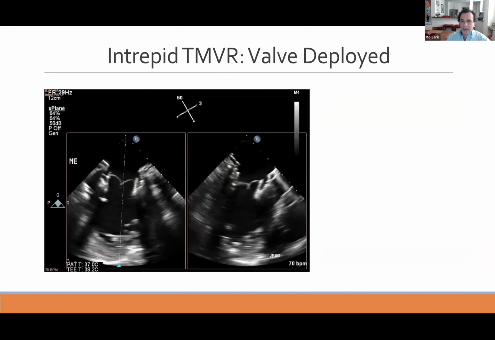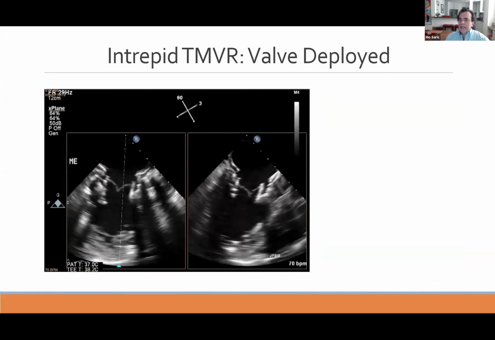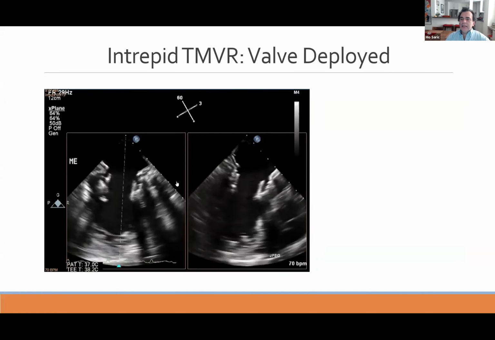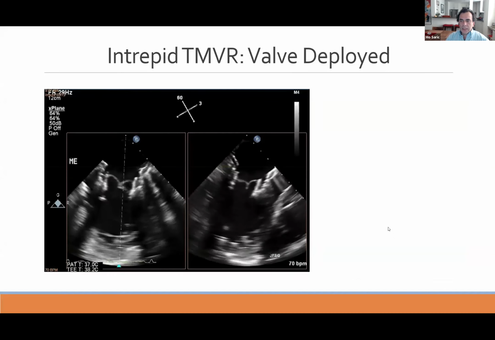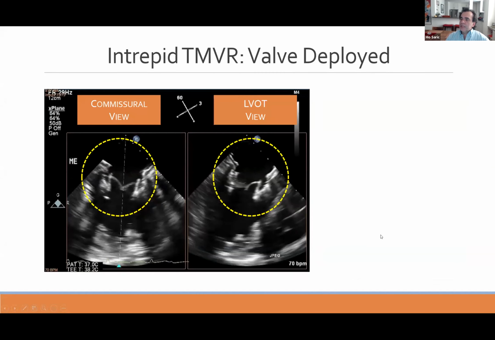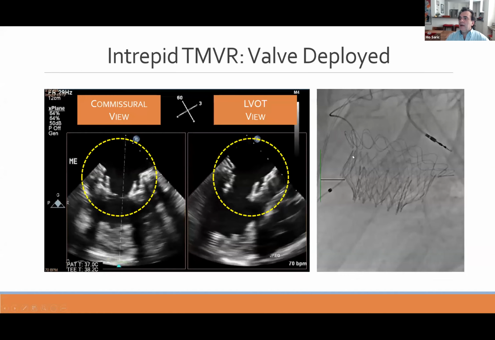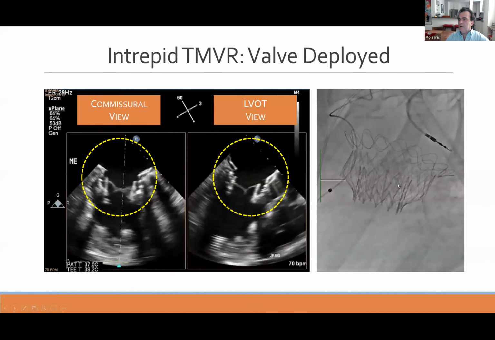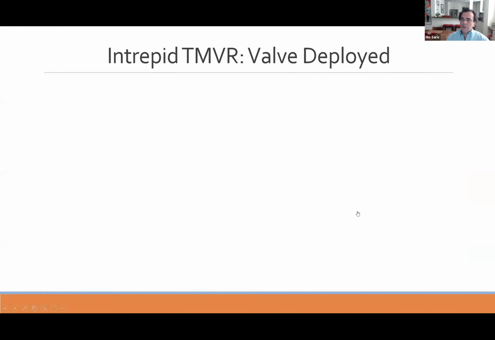And now, if we are satisfied, we will bring the whole system down toward the native annulus and the leaflet, and then fully deploy the prosthesis. Commissural view, LVOT, two key views for the procedure, and then we will see it on fluoroscopy. This is fully deployed. That's the brim, the outer ring, and an inner ring, and the inner ring represents the prosthesis itself. And this is how it's being deployed.